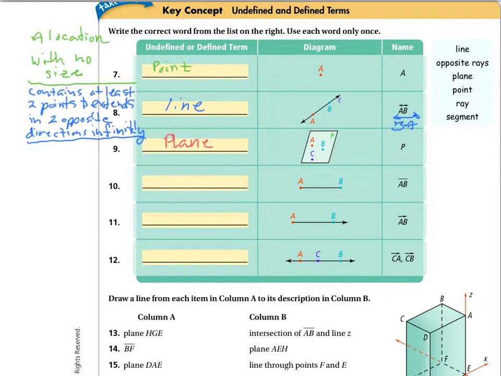And so your definition is a flat surface extending in all directions infinitely.